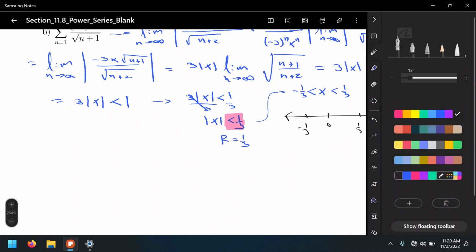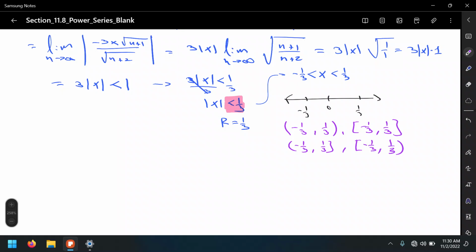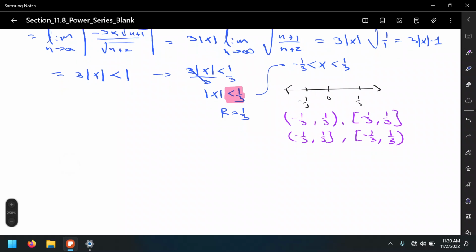That means we will have potentially 4 results, 4 answers. Exclusive for both, inclusive for both, exclusive, inclusive, inclusive, exclusive. All right, one of those 4 intervals will be the actual one. How are we going to know? Well, we need to test both endpoints right here.